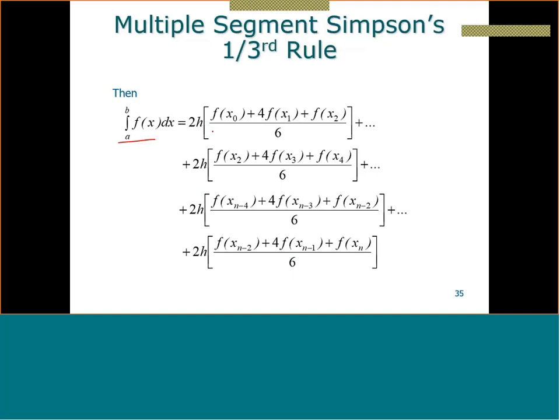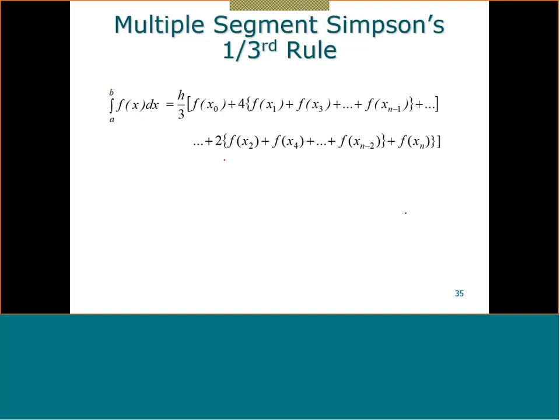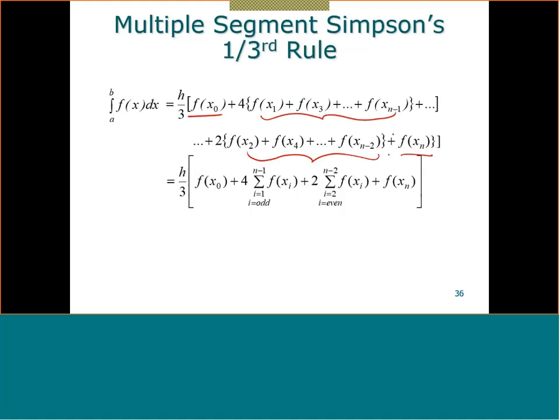So we have here x0, x1, x2, x2, x3, x4. And so you will have even, odd, this is x0, we'll have odd, and you will have even numbers, okay? So we will collect the odd numbers together and the even numbers together, and we will have the lower and the upper limits here. So I can write that in terms of a summation. And let's look at this.